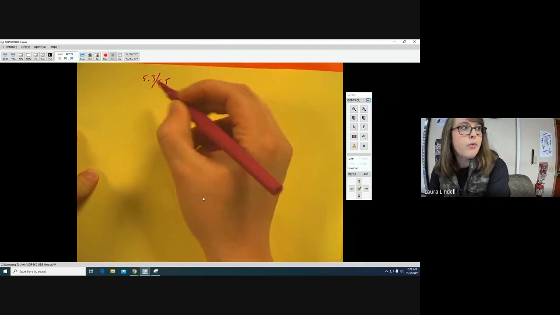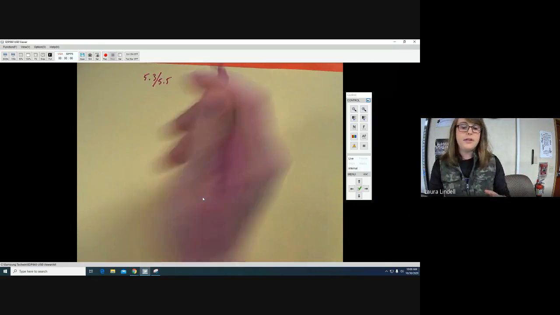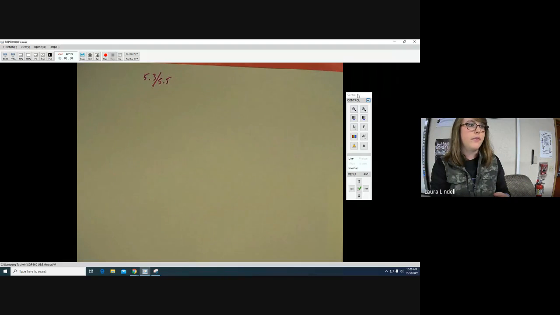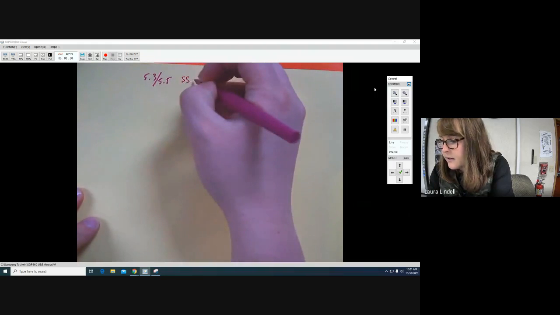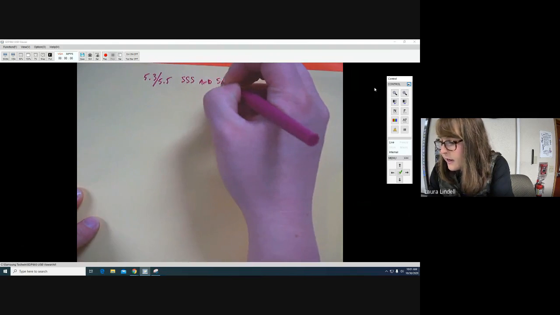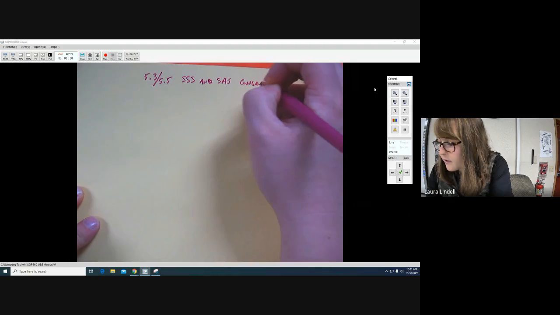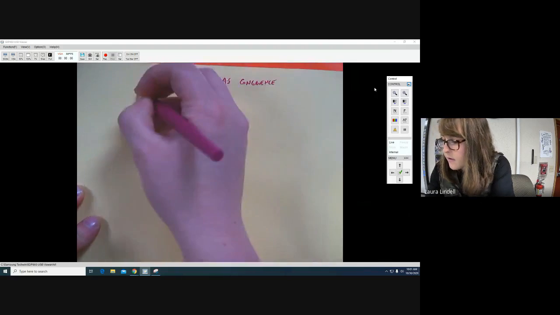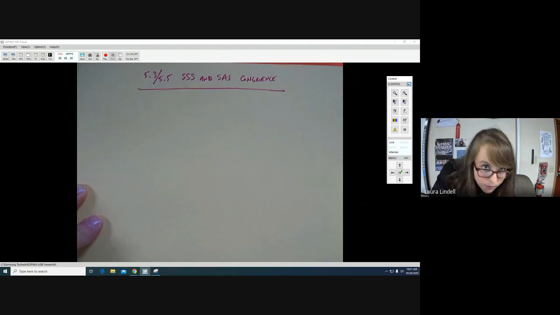So it's kind of 5.3, 5.5 together, but we will spend more than one day going over both of these. It is SSS and SAS congruence.